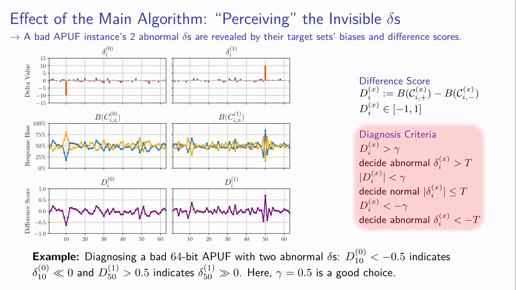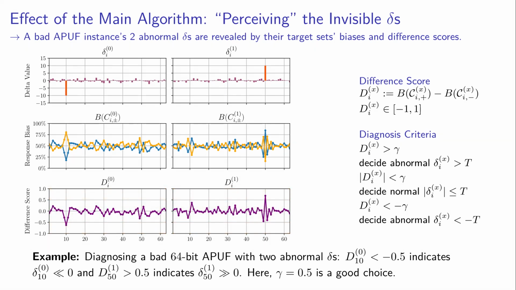As stated previously, our difference score diagnosis threshold gamma is chosen based on tolerances set by the manufacturer. In this example, we can notice that gamma equal to 0.5 would allow us to diagnose the two abnormal deltas while avoiding the misdiagnosis of any of the surrounding deltas. As we will show soon, the choice of gamma changes the trade-off between true and false positive rates of abnormal delta diagnosis.